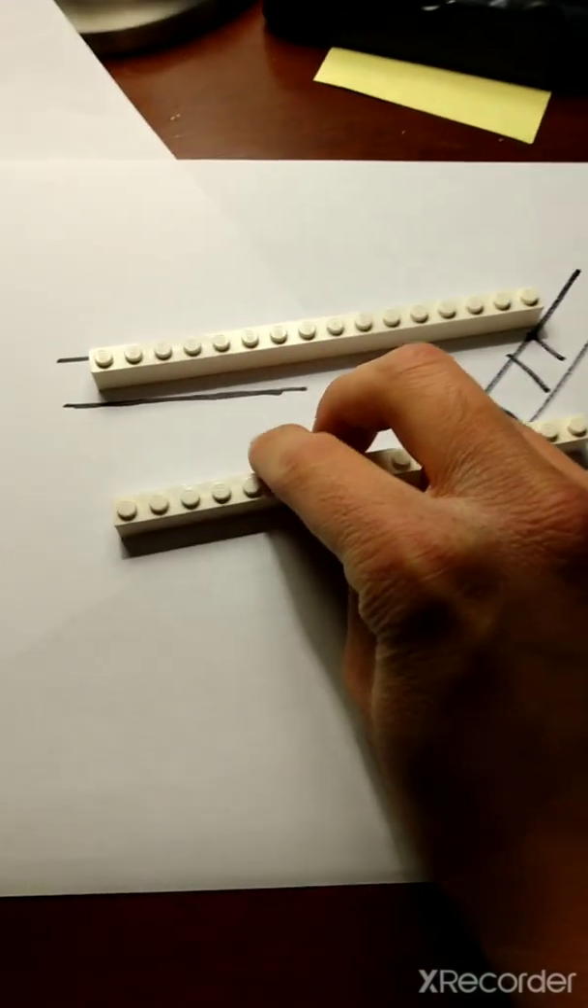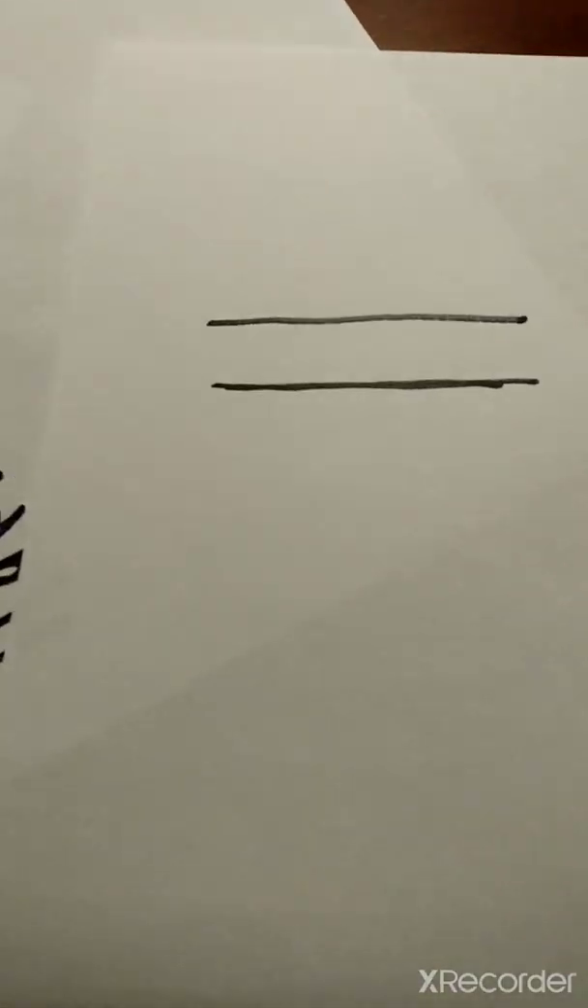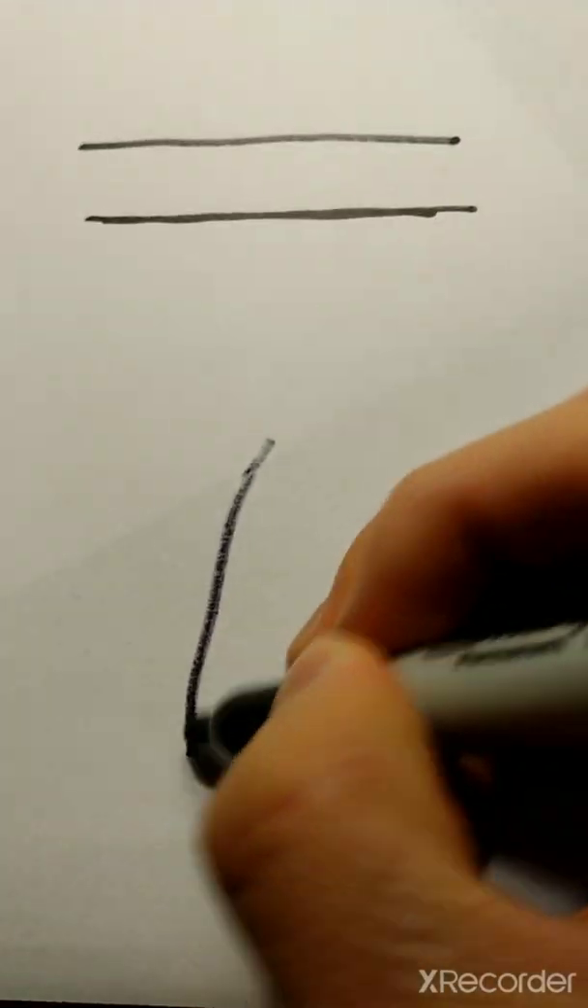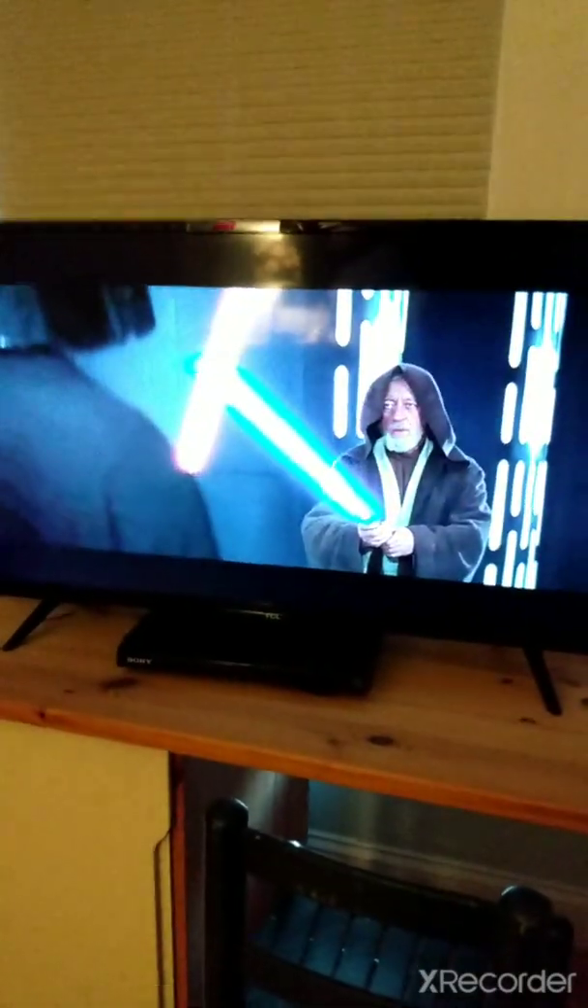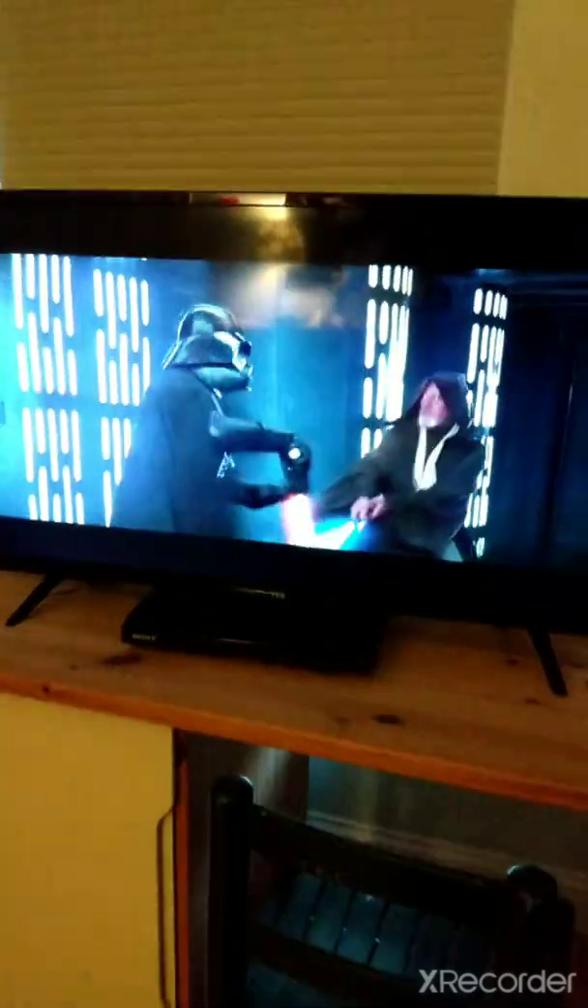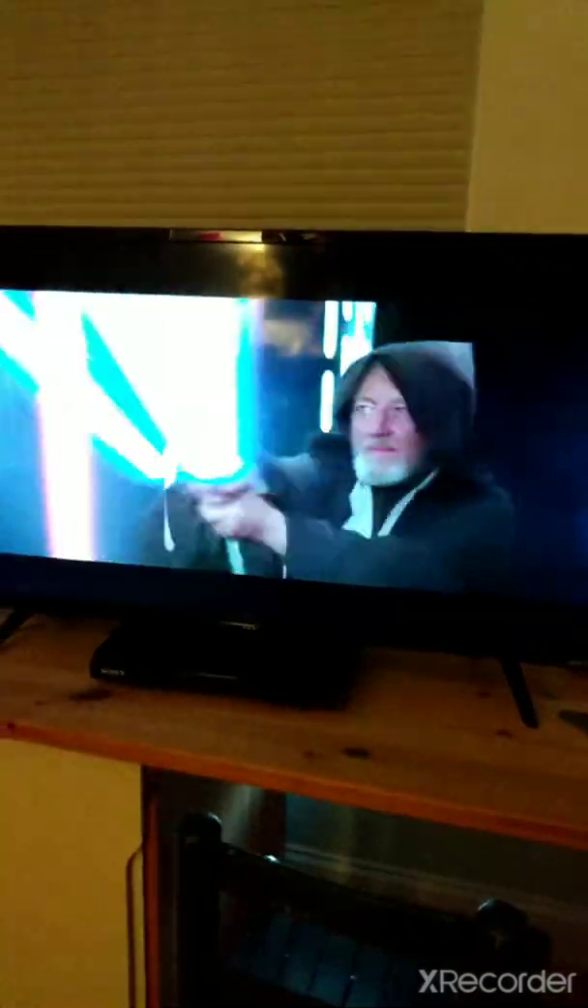Here's another example. This is one line and this is another. They're both parallel because they're like train tracks. The only thing that parallel lines do not do is touch each other. Like if this and this, these are not parallel lines because they're touching each other. Nor is this and this. Those lines are not parallel because they are intersecting with each other. Those lines are supposed to be lightsabers.